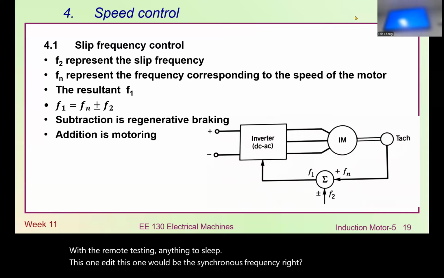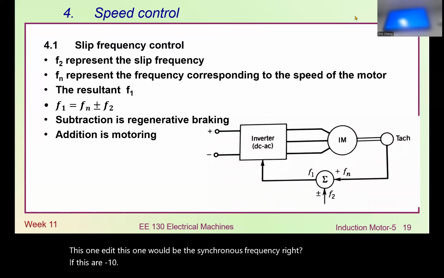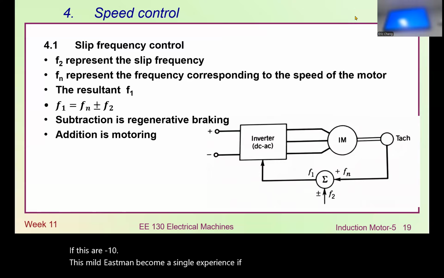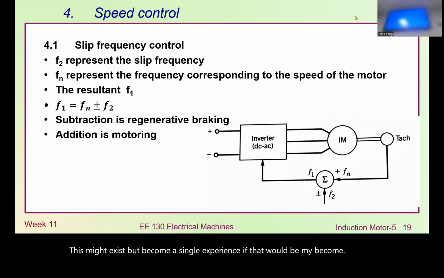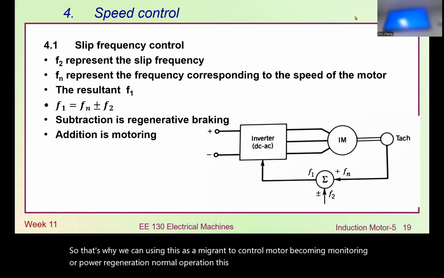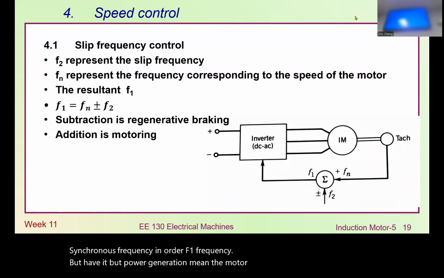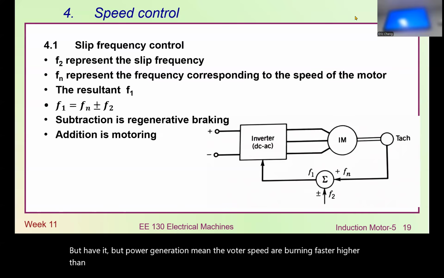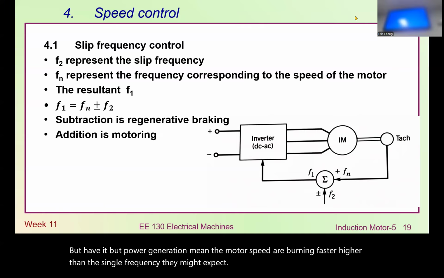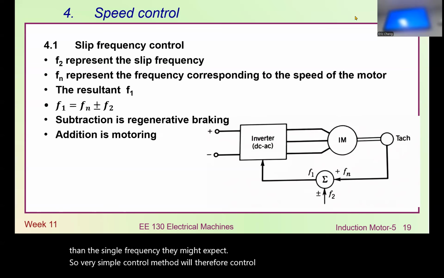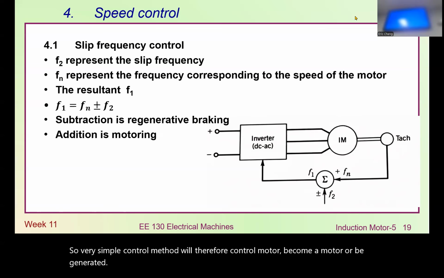If this is minus, then this minus this one becomes a synchronous frequency that will be minus, which becomes the power regeneration. Right? You get the point. So that's why we can use this minus to control the motor to become motoring or power regeneration. In normal operation, this one will be the synchronous frequency, or the F1 frequency. However, power regeneration means the motor speed is running faster, higher than the synchronous frequency, so we have minus. So very simple control method. We can therefore control a motor to be a motor or be a generator. So simple, right?